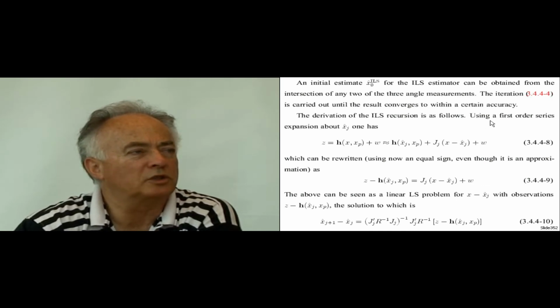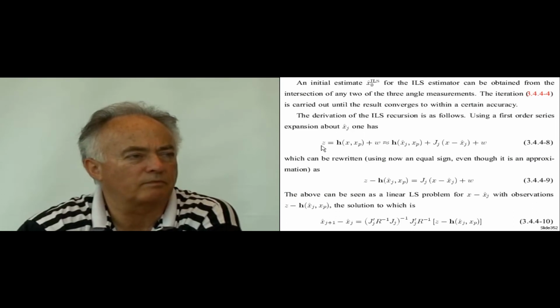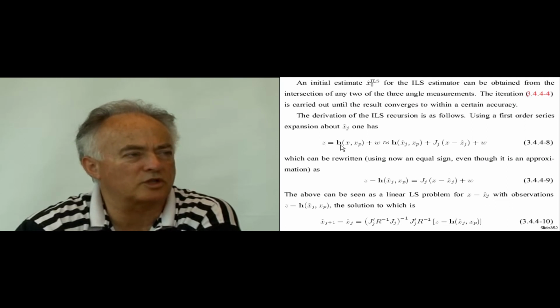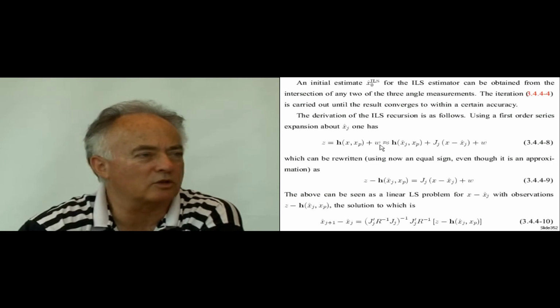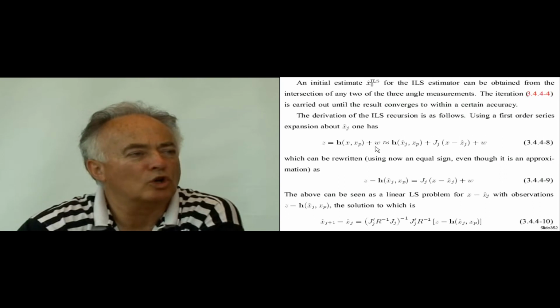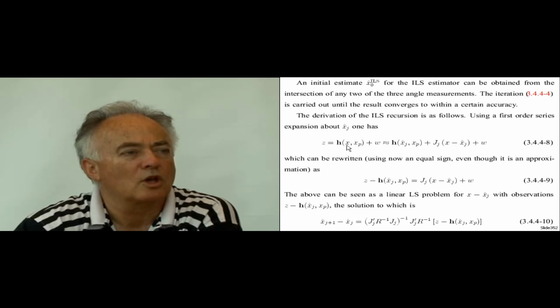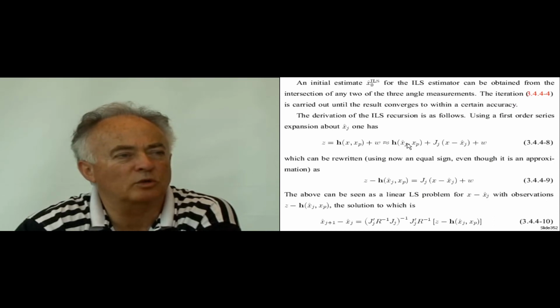Using a first order series expansion about, say, our previous estimate, I take z, which is my measurement functions, h of x and x_p, plus w, now we have the w notation for the noise, is approximately equal to, note that here x platform is known, x, the target, is not known. So we expand this function h about x hat j up to first order.